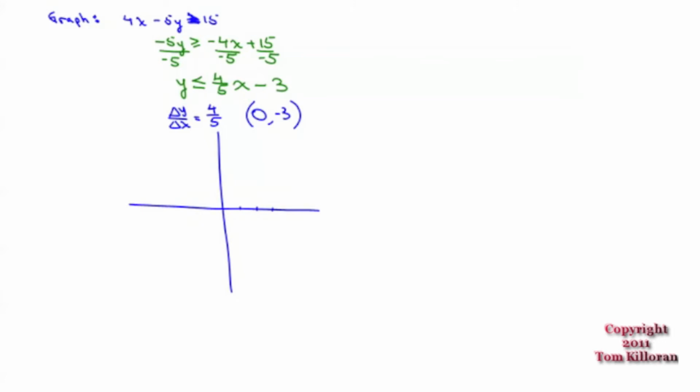1, 2, 3, 4, 5. And where do I start? 0, -3. Which is where? Down 3. Don't go left 3. So 0, -3 is down here. The slope is 4/5. So where do I go? Up 4: 1, 2, 3, 4. Right 5: 1, 2, 3, 4, 5. Plot a huge point.